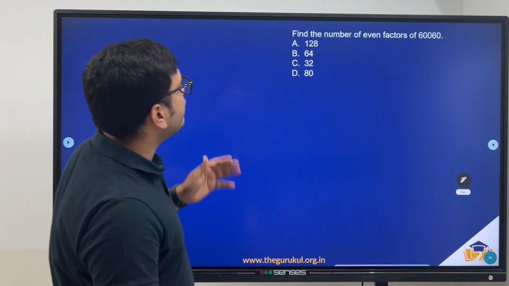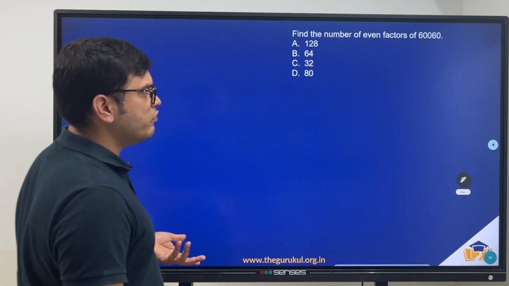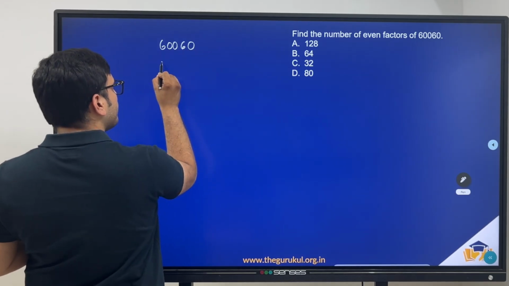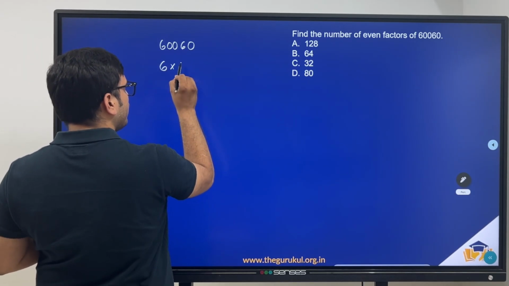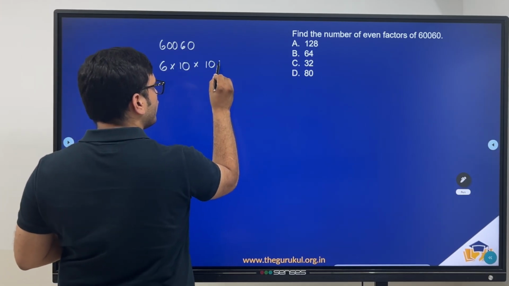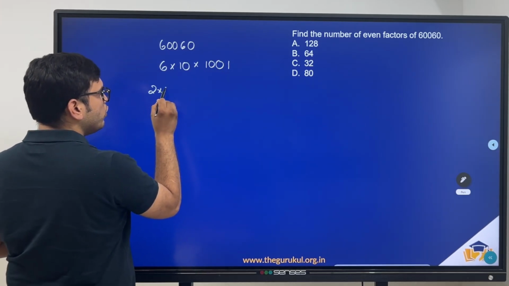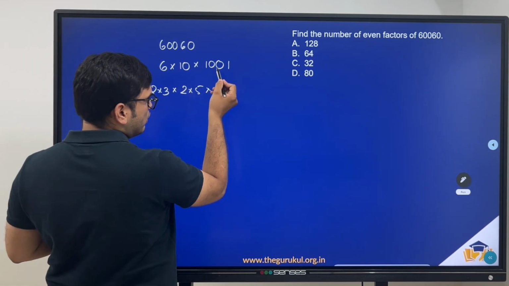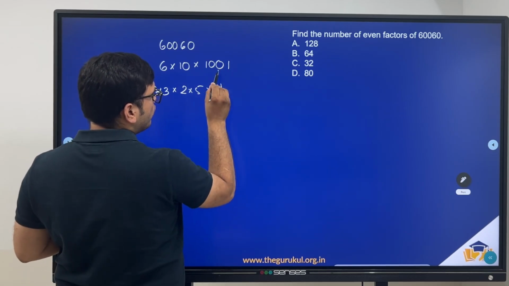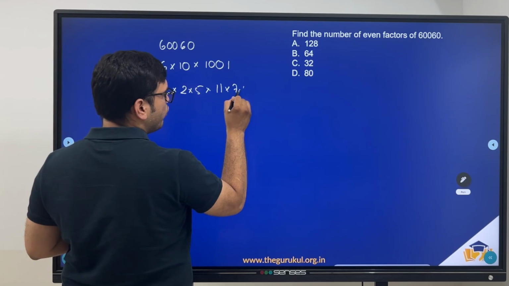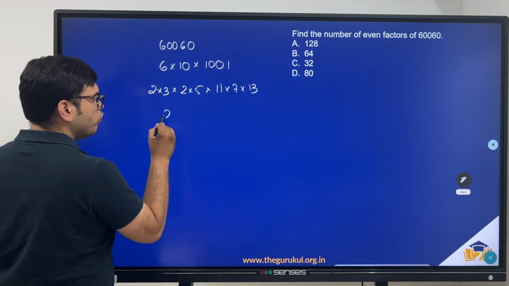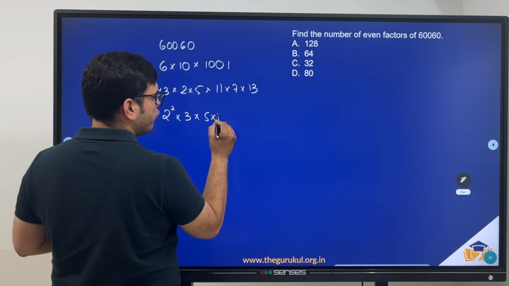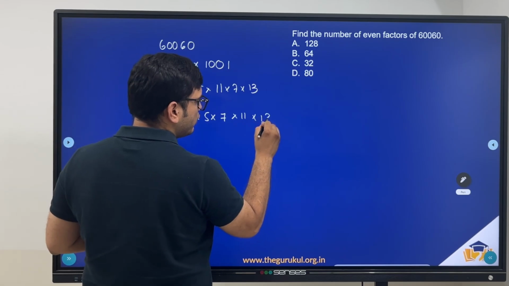Now coming to the next question, find the number of even factors of 60060. Now let's factorize this. 60060, let me write this as 6 into 10 into 1001. 6 is 2 into 3, 10 is 2 into 5, and 1001 is a multiple of 11. 11 into 91, and 91 is 7 into 13. Right. So we have 2 square into 3 into 5 into 7 into 11 into 13.